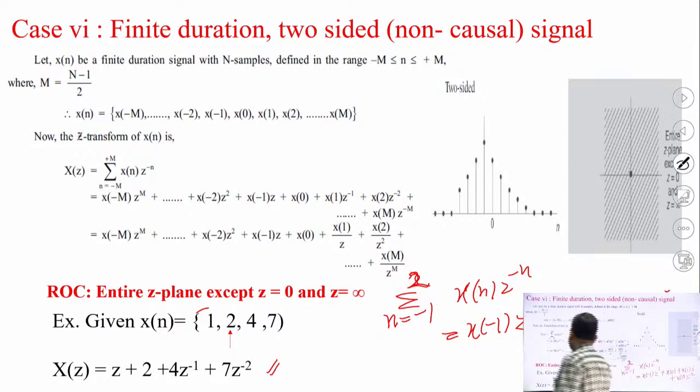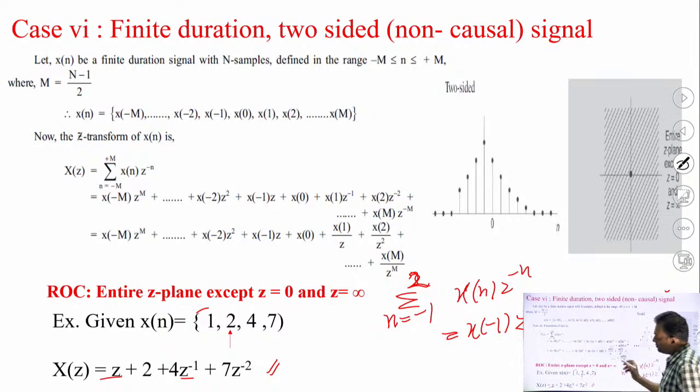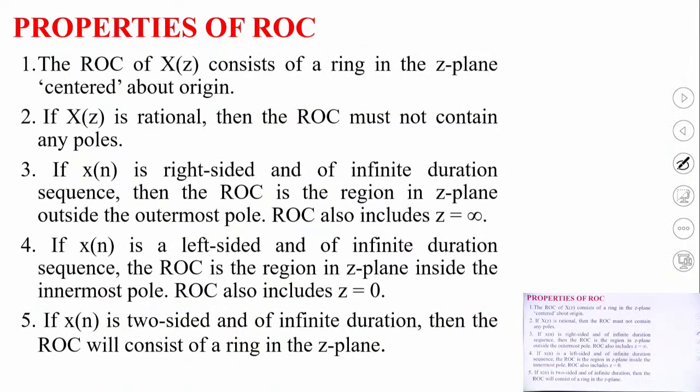In this case you can say both positive powers of z and z to the power minus 1 powers are there. So when z equals 0 or z equals infinity, in both cases X(z) will be infinity. So in that case the entire z plane is the ROC except z equals 0 and z equals infinity. Okay. Now properties of ROC.